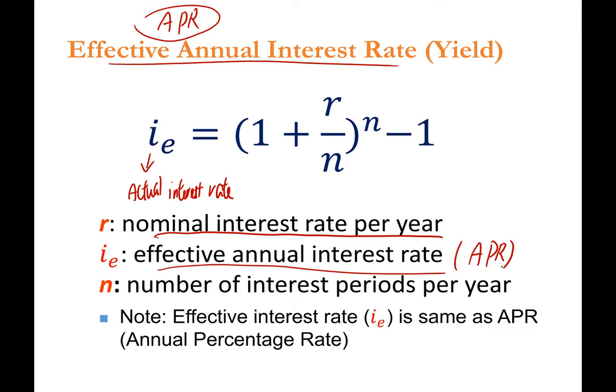And N represents the number of compounding periods. So the effective interest rate, the same as APR, is one plus R over N, to the N, minus one. Assuming it's one year. Here, by default, time T equals 1 year for simplification purposes. So time T equals one.